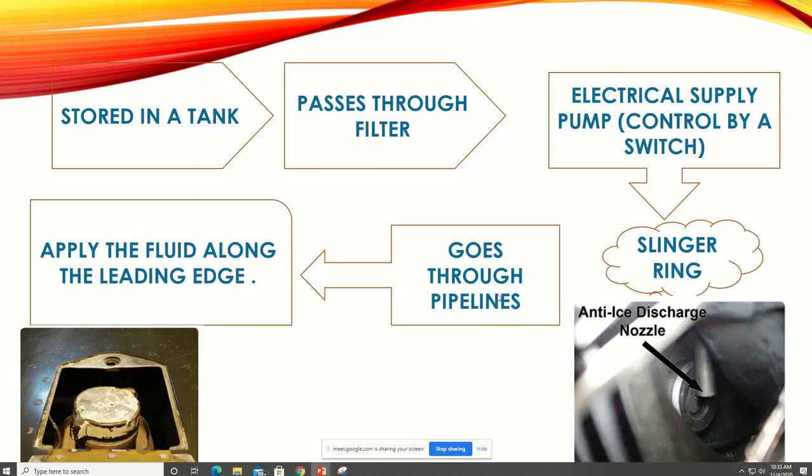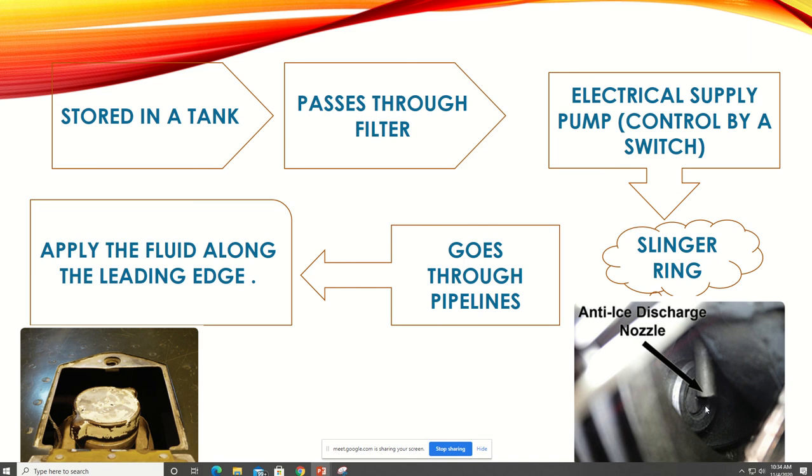So the fluid is stored in the tank. This is an example of the tank here. The fluid will pass through a filter, like I said earlier, to filter any unwanted particles. Next it goes through the electrical supply pump, controlled by a switch. You turn on the switch on the pump, and it will suck the fluid and send it to the slinger ring. This is a kind of anti-ice discharge nozzle. After the slinger ring, it goes through pipelines. This is the tubing here.